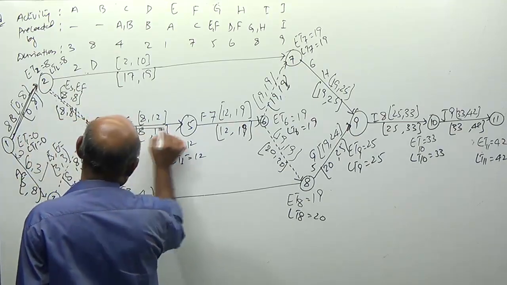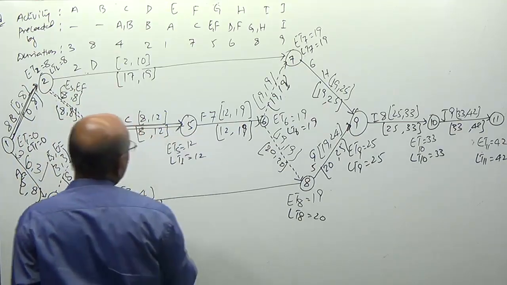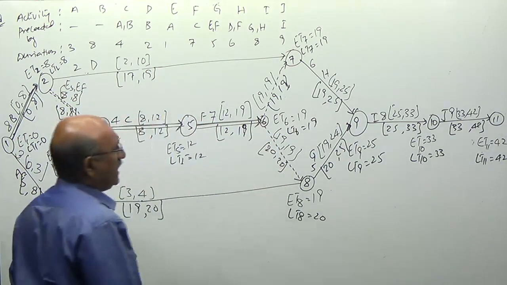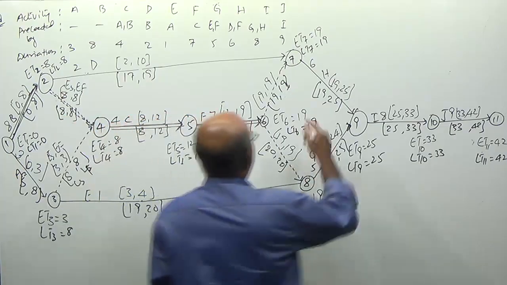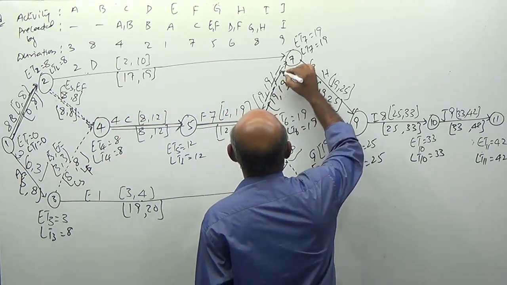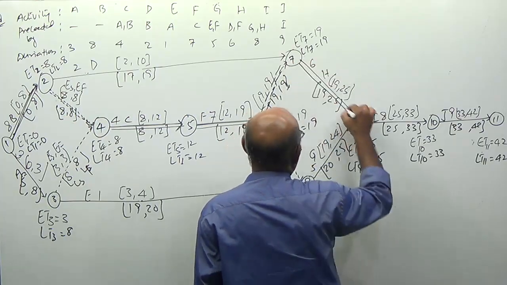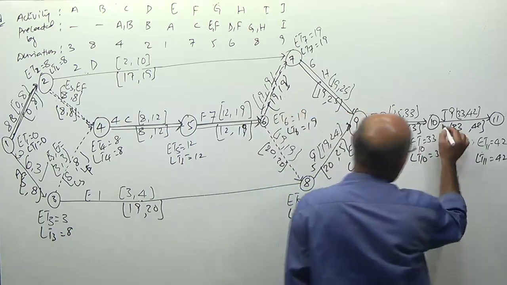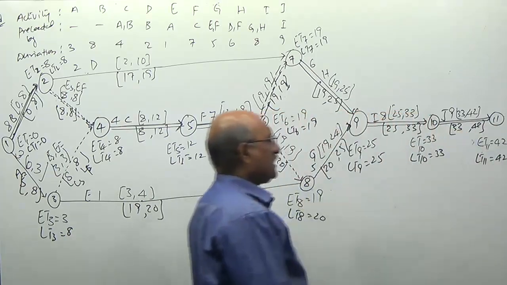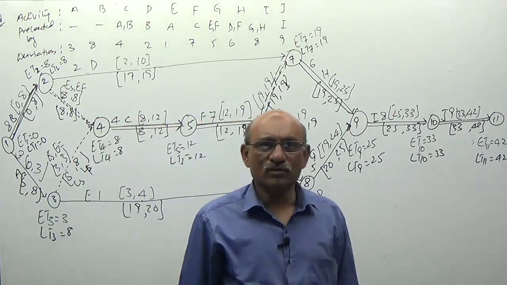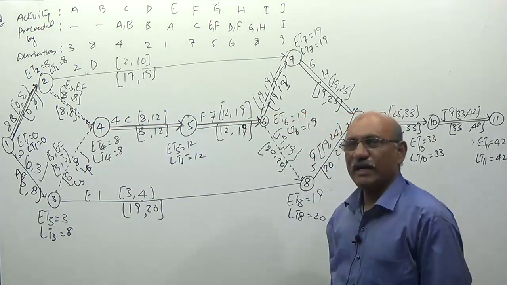Next activity C. Earliest and latest time same. For activity F. Earliest time, latest time same. Again for H. Earliest time and latest timing same. Earliest and latest timing same. Earliest and latest timing same. This way you have to identify the critical path.